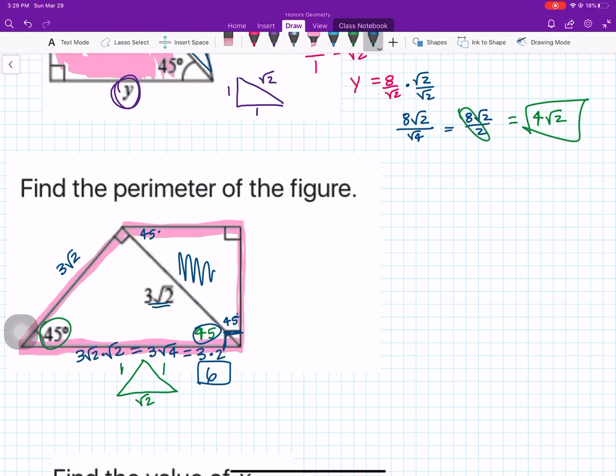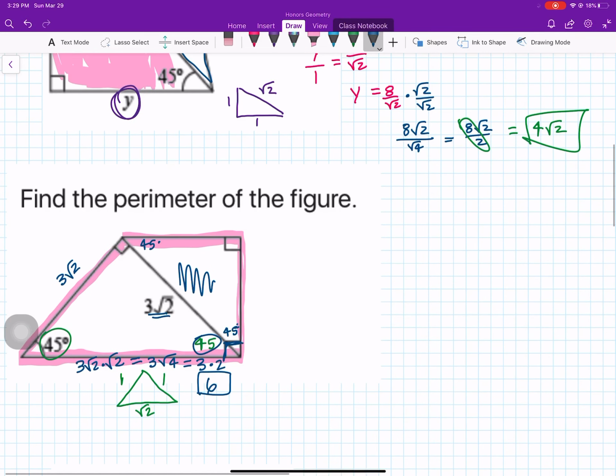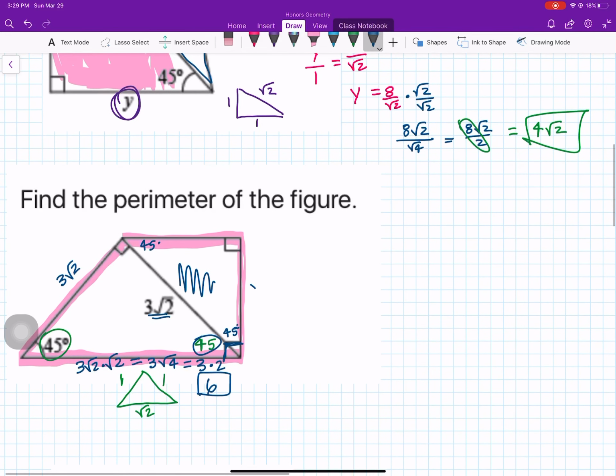So now I can set up a proportion. I'm looking for this side, which we'll just call x. So x is my leg, so x over 1 has to equal 3 root 2 over root 2.